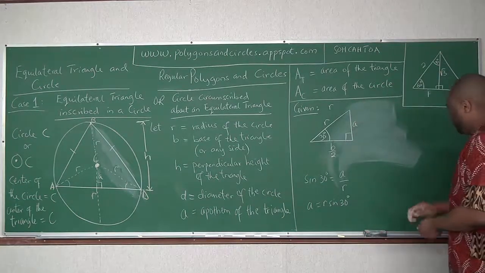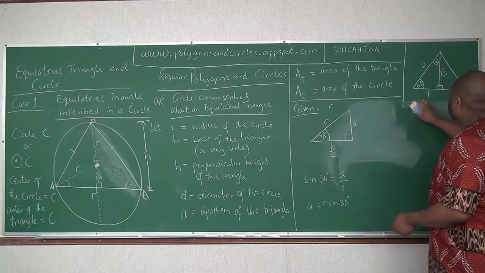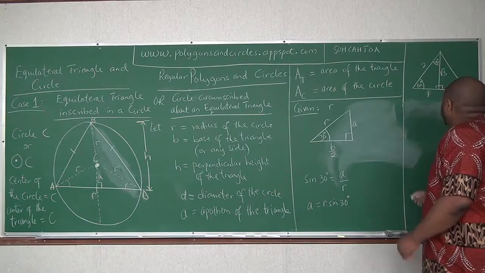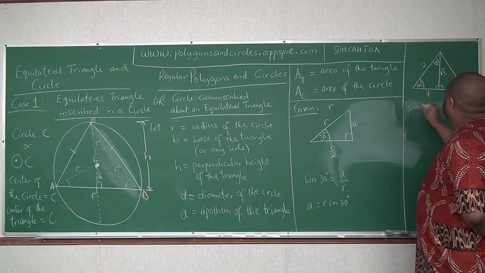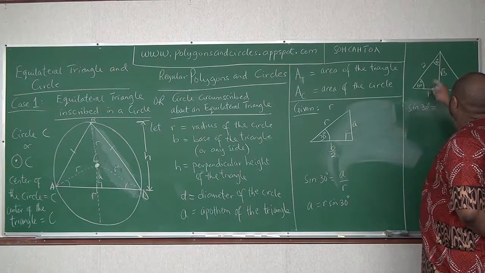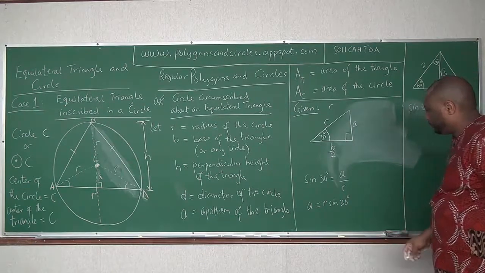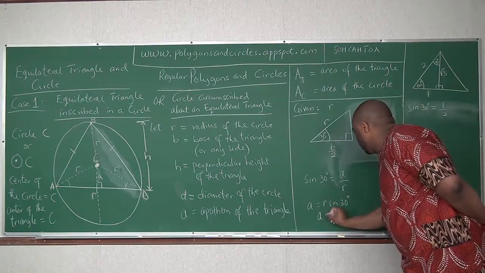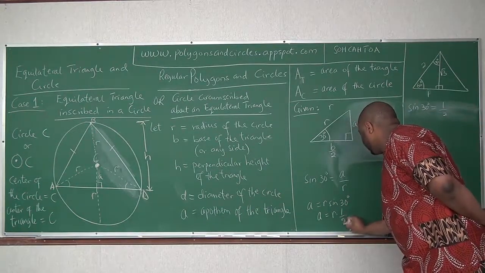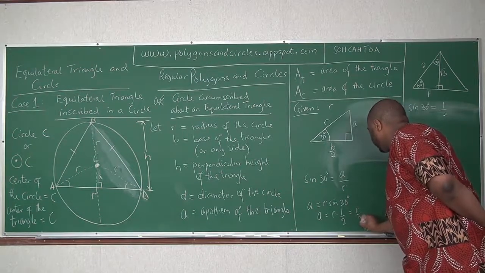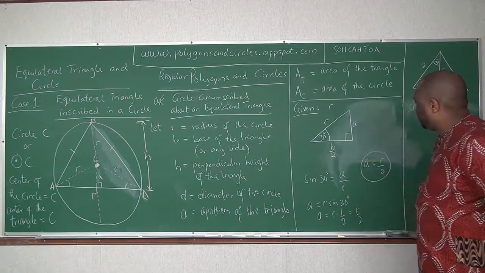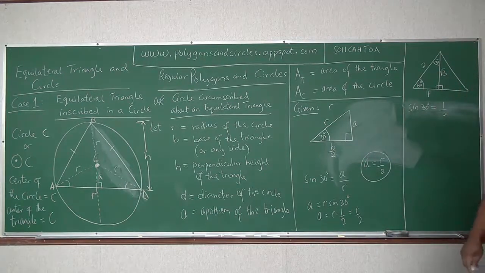And from here, our sine 30 degrees is 1 over 2, opposite over hypotenuse. So A will be the radius times 1 over 2, which is radius over 2. A is radius over 2. The apothem is radius over 2.